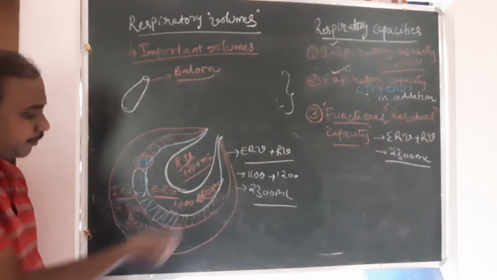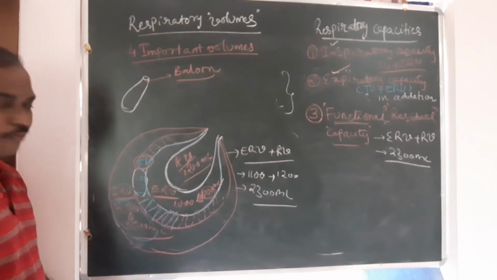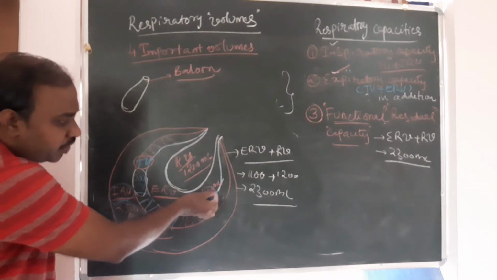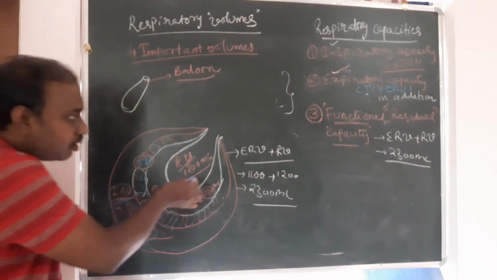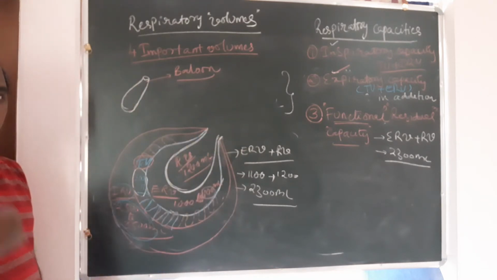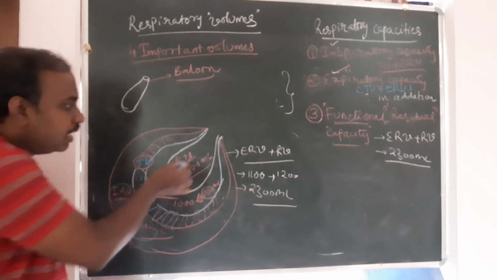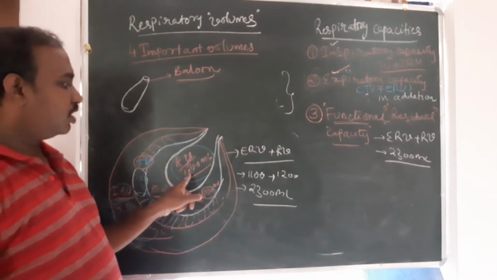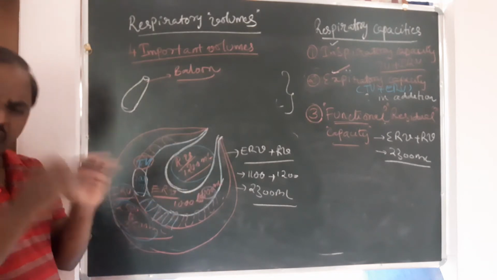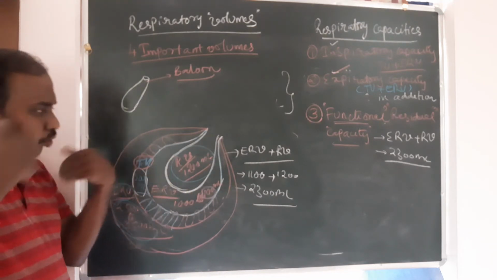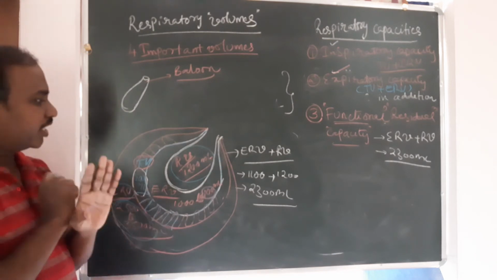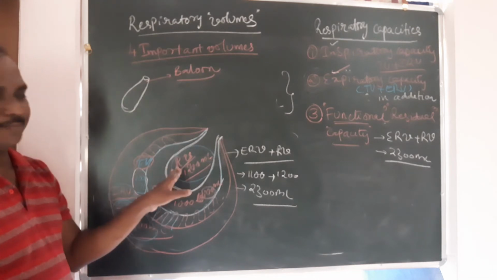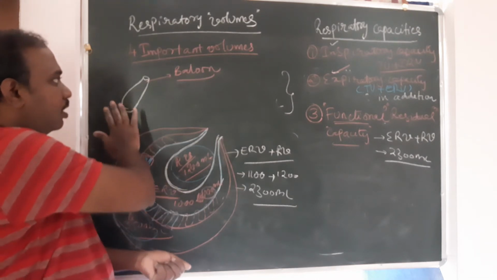And can you expire more than the tidal value? Obviously you can. You can expire this much. But can you completely empty the lungs? Obviously you can't, no matter how much force you apply. This air can never be emptied. So this 1200 ml of air will always remain in the lungs. Even if you try to forcefully expel it, physically you cannot empty this amount of air, right?